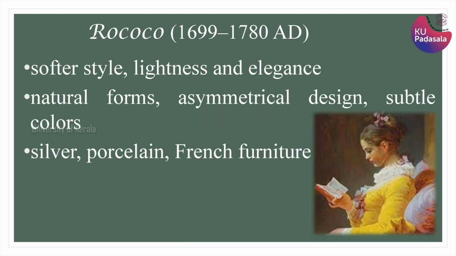The next movement is Rococo. It originated in Paris, and it included decorative art, painting, architecture, and sculpture. This was a comparatively softer style of art when compared to the exuberance of Baroque art. Rococo is characterized by lightness and elegance, and it focused on the use of natural forms, asymmetrical patterns, and subtle colors. It was also used in silverware, porcelain, and French furniture.